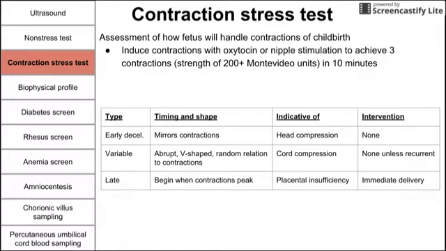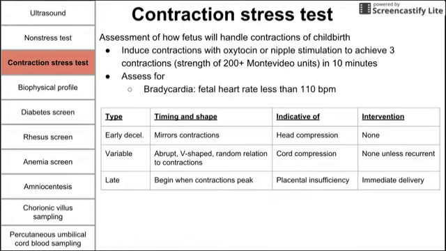And we use the Montevideo units to measure the strength of contractions. In order for these 3 contractions to be suitable for a contraction stress test, they must be at least 200 Montevideo units in strength. During a contraction stress test, you want to assess for bradycardia in the fetus, which is its heart rate dropping to less than 110 beats per minute.